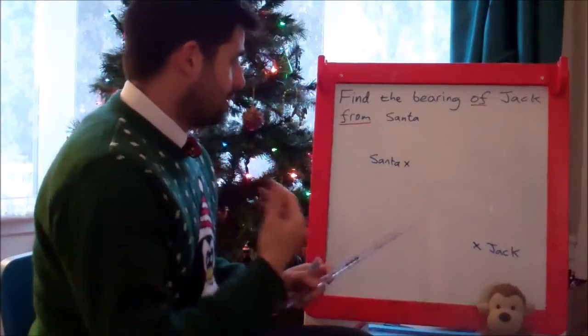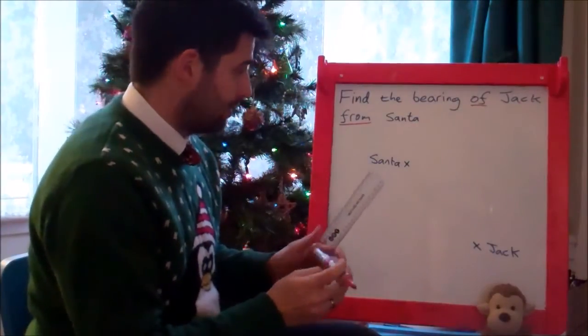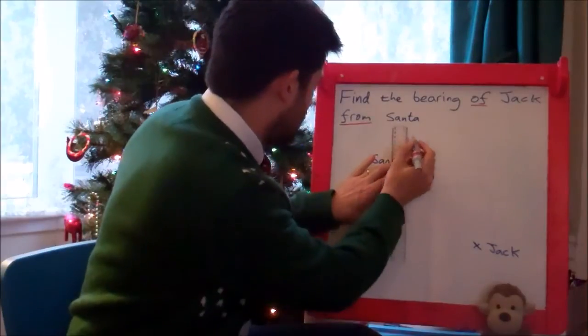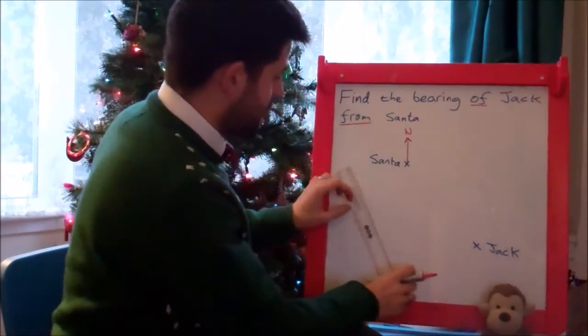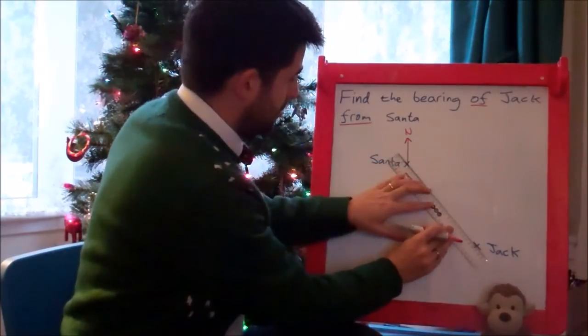So often in the GCSE exams, they give you the north line anyway, but in this case it isn't there, so I'm going to draw it, because obviously I've got to face home because I'm Santa, so I'm facing the north. Done. Then all I'm going to do is draw a line between Santa and Jack, the X's, not the names.